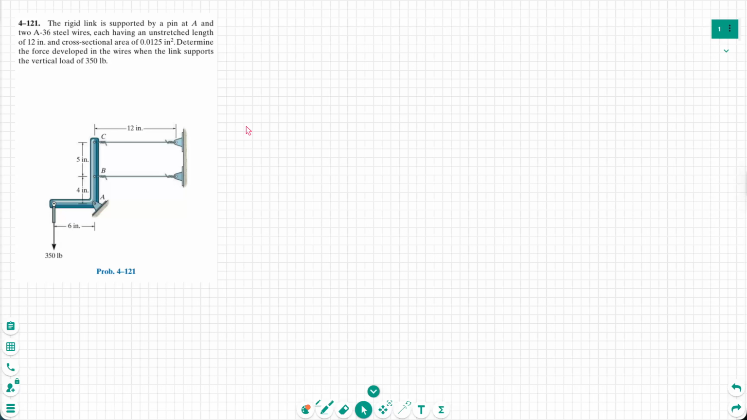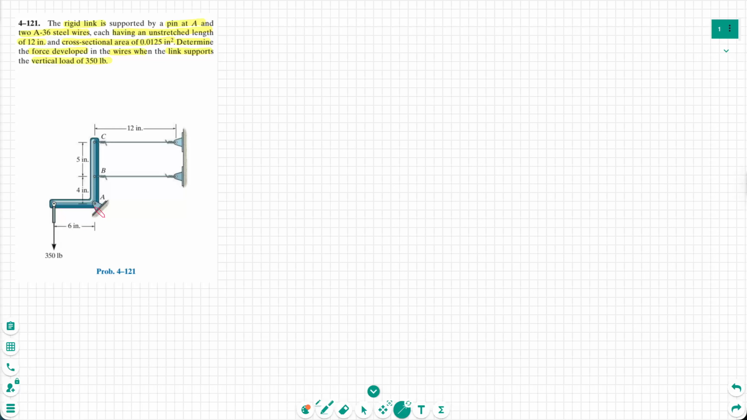Let's read the question. The rigid link is supported by a pin at A and two A36 steel wires, each having an unstretched length of 12 inches and a cross-sectional area of 0.0125 inch squared. Determine the force developed in the wires when the link supports the vertical load of 350 pounds. First of all, we have to draw a free body diagram for the structure.